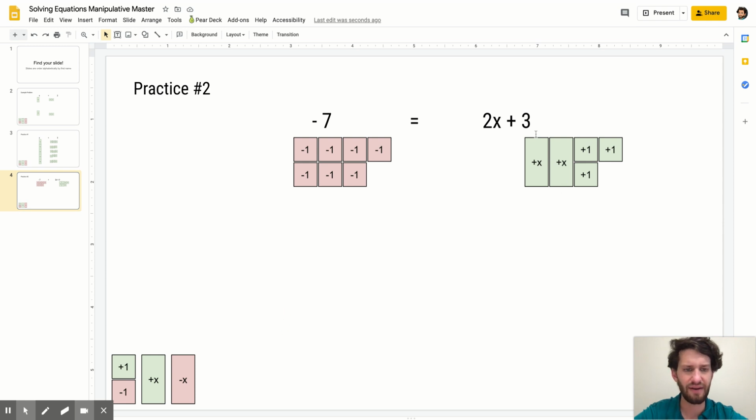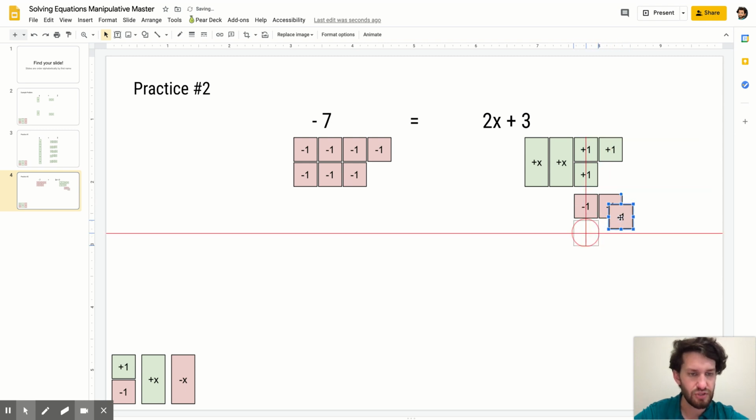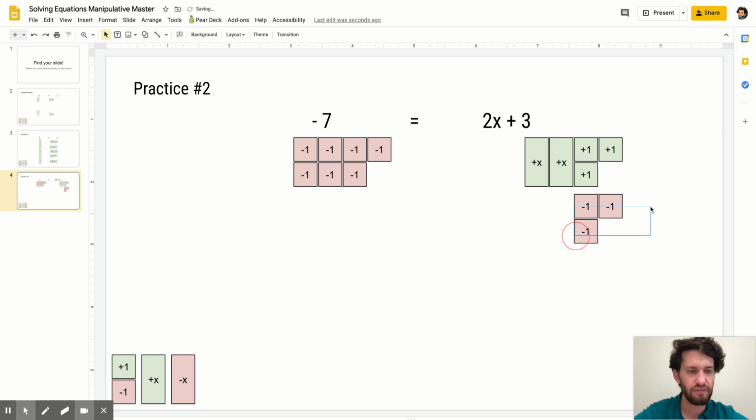So what can I do? I don't want all those 1's with my x's, right? I want those 1's to get over here. So I'm going to have to use some of my negative 1 tokens to subtract them, to get rid of them, right? And I'm going to subtract 3 from both sides of my equation. So I'm going to subtract 3 from there. I'm going to subtract 3 from over here.